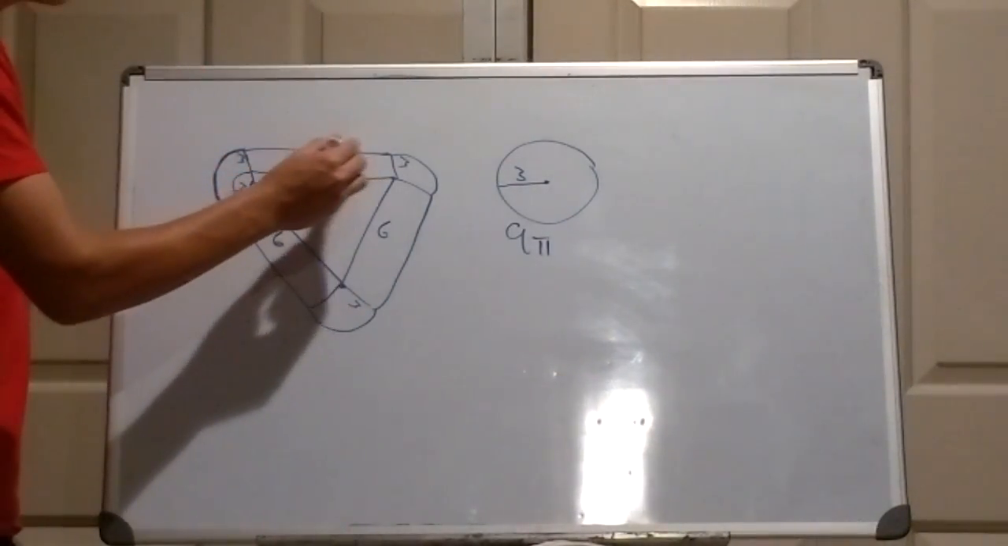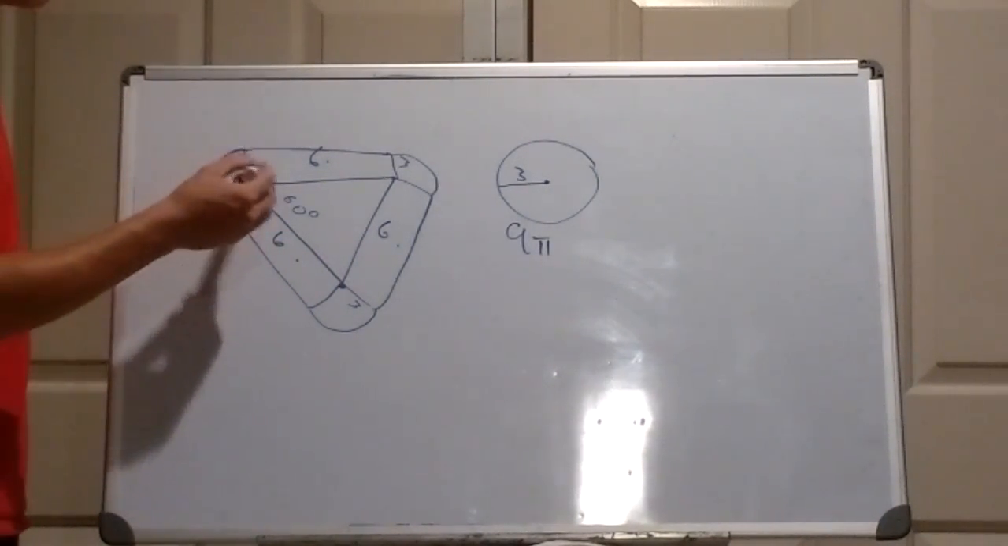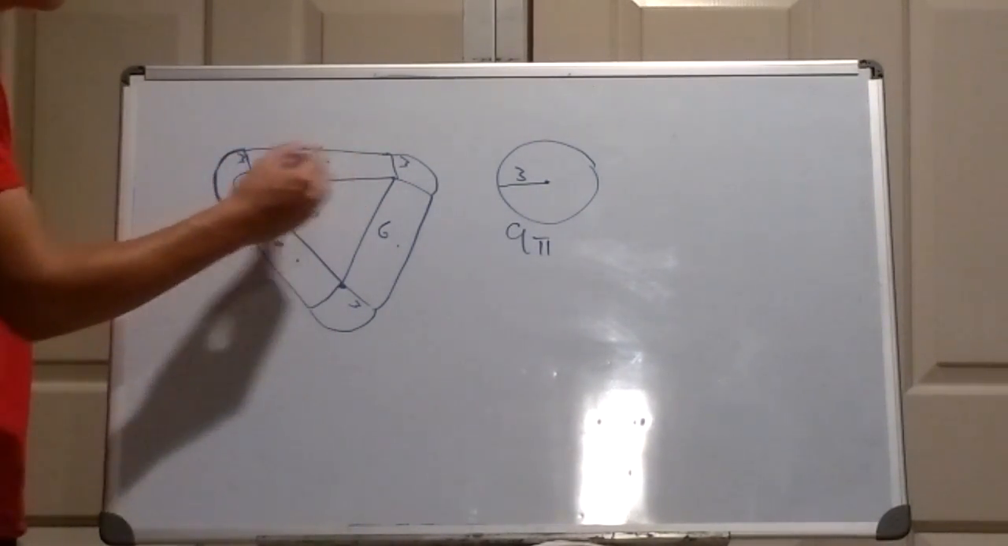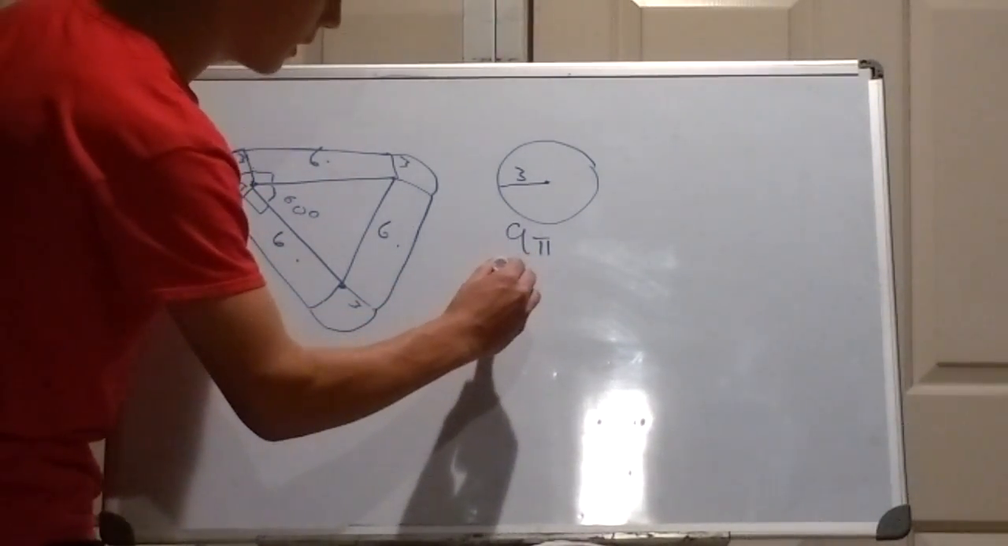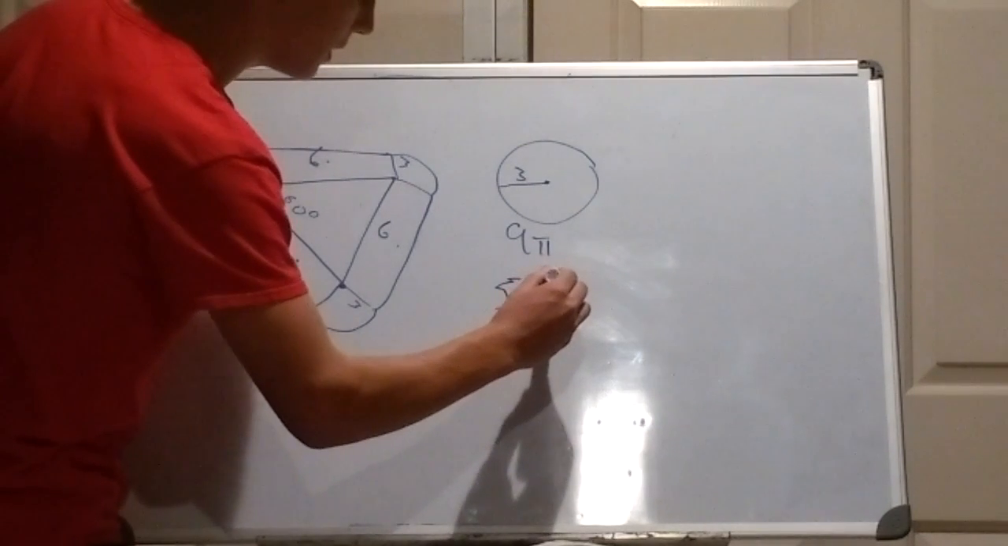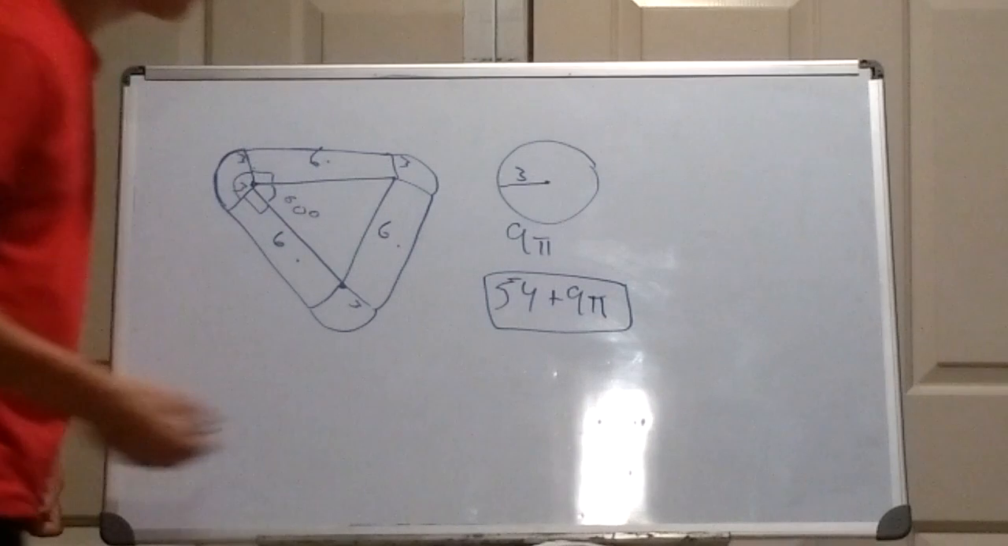Now all we have left is to find the area of these rectangles. We already know all their dimensions, so the area of one rectangle is 18. We have 3 of them, so that's 54 plus 9 pi. That gives us the total area. Awesome.